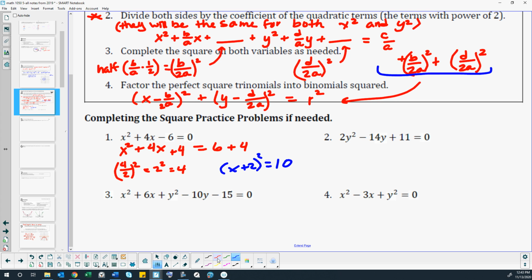This one has an extra number in front. Let's go ahead and move everything over that we need to move over, which is basically just the constant. Then we're going to divide everything by 2. So that gives us y squared minus 7y equals negative 5.5. Now we're going to do half of negative 7, which is negative 7/2, and then we have to square it. So that would be 49/4. So we're going to add that to both sides.